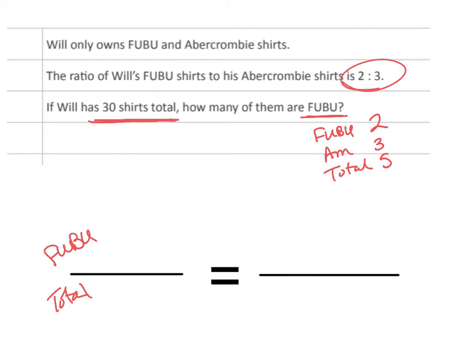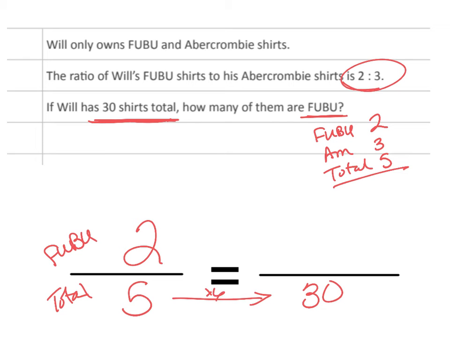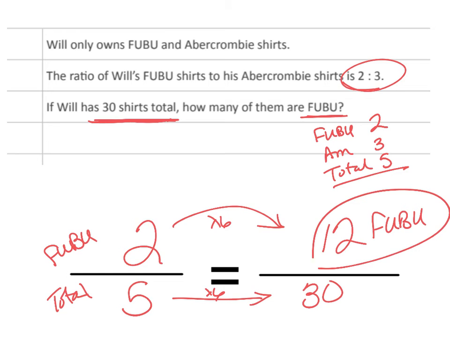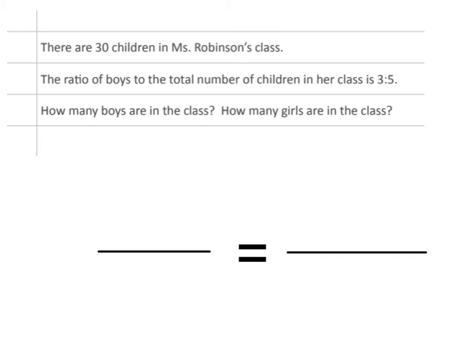So looking at our ratio, he has 2 FUBU shirts out of a total of 5. 30 total shirts for the actual numbers. So 5 times 6 gives us 30. 2 times 6 gives us 12 FUBU shirts. Again, pause the video, see if you can solve this on your own, and then start it back up and see how you did.